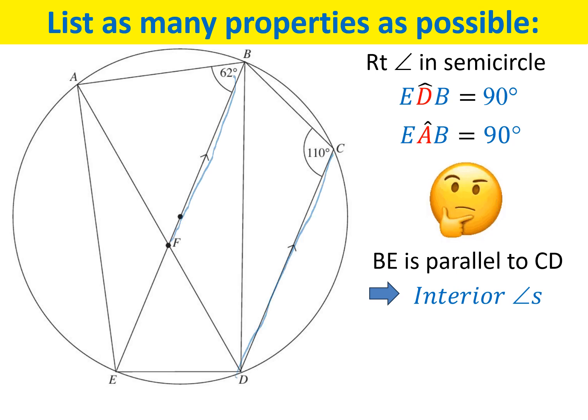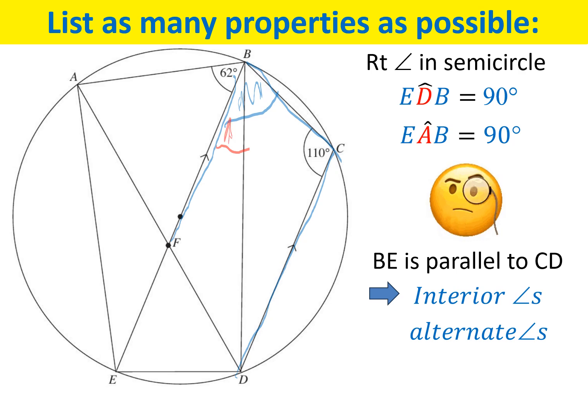If these two are parallel, you can see a letter C here, which means angle CBF and angle BCD, these two angles add up, must be equal to 180. That's interior angles. And you also have alternate angles. So alternate angle, which you can see here, this angle is actually the same as this angle here. So we do have alternate angles.